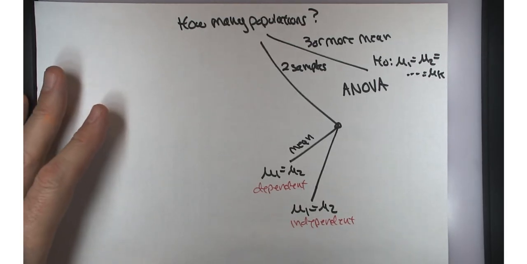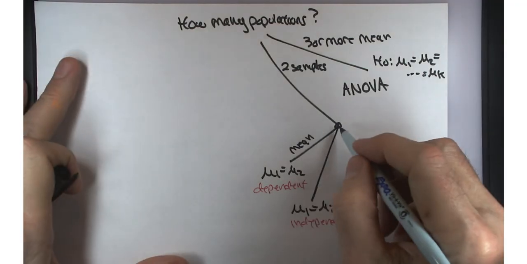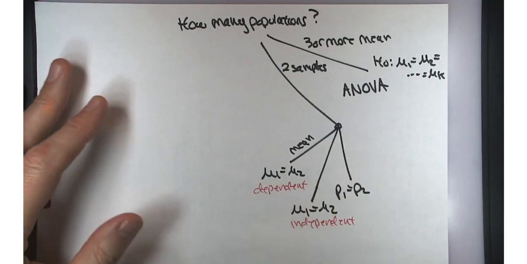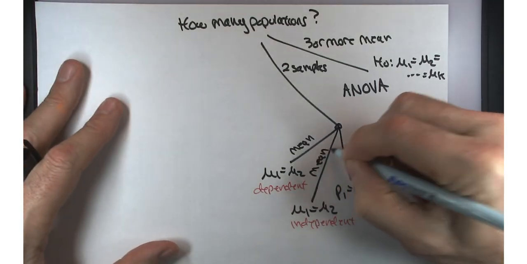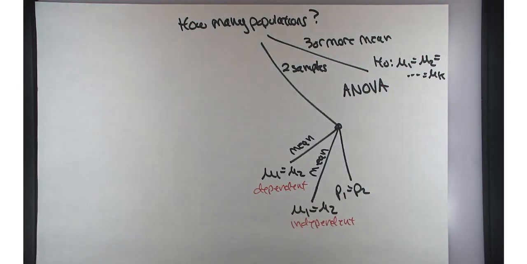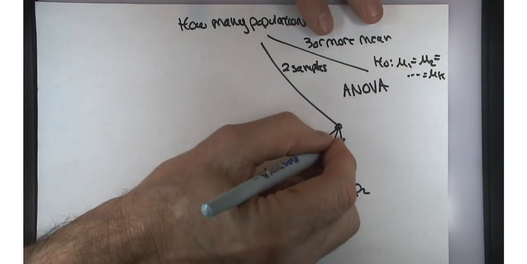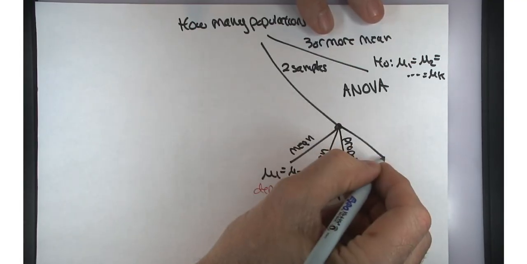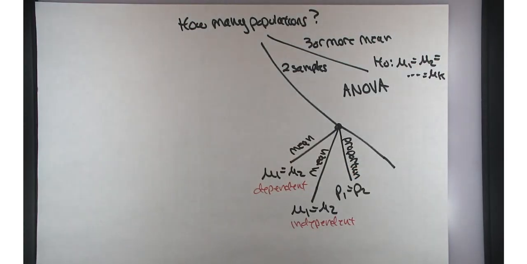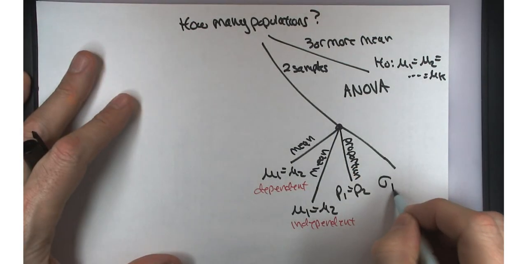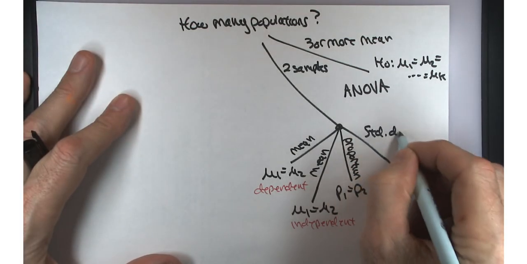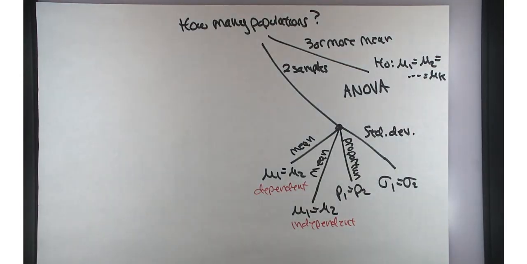Now there's other parameters you can test as well. And keep in mind, you should always be testing parameters. You could test p1 equals p2. So we got a mean here and a mean here, but then you could have a population proportion. Or there's one other parameter that we could test: sigma 1 equals sigma 2, which is your standard deviation. That's just if you have 2 populations, 2 samples.